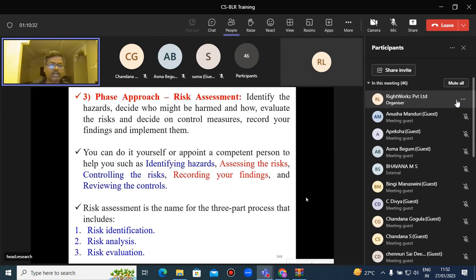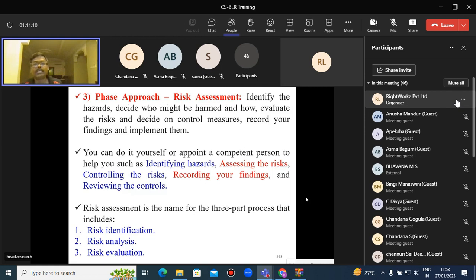Then the last but one, this is the last concept in security auditing: phase approach and risk assessment. According to Cyber Siksha training syllabus, this is the third concept in security auditing. So here, what is meant by phase approach with regard to risk assessment? Identify the hazards, meaning difficulties or any risks or threats happening in the organization. Hazards is nothing but threats or activities.